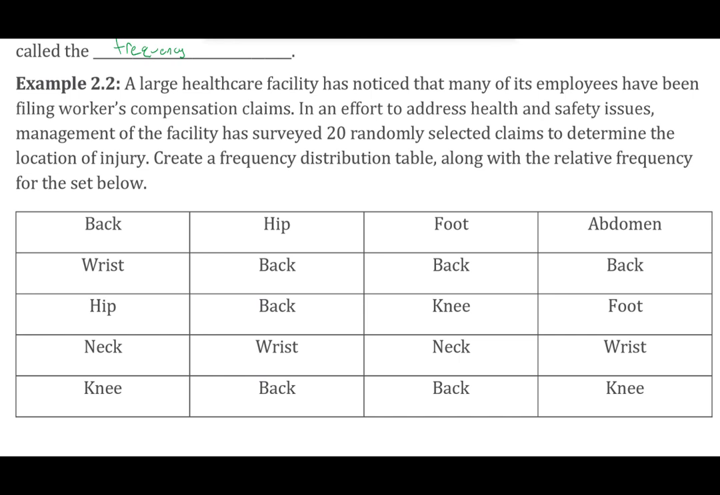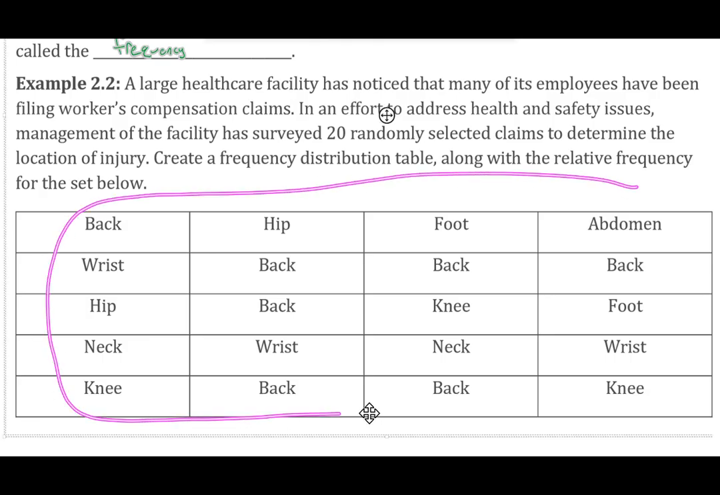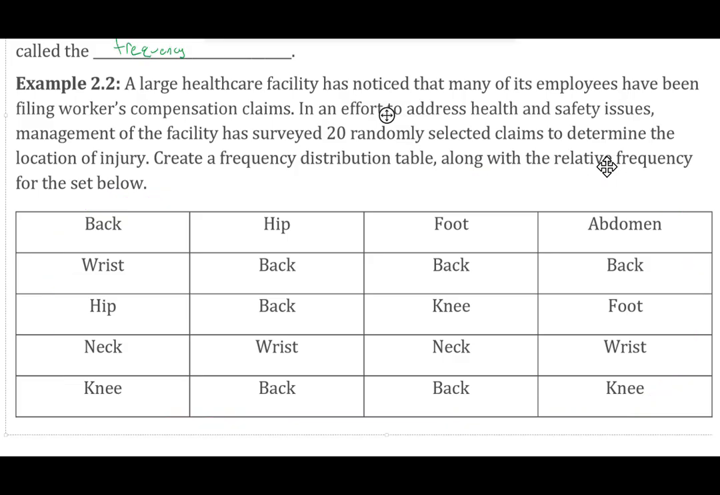And if you look here, we just have a table of raw data values, meaning data values that haven't been organized in any way, shape, or form. We don't know how many of each of these occur. I can look at this list really quickly and see that there's a number of back injuries. That might be one of the more common ones. We'll have to find out.